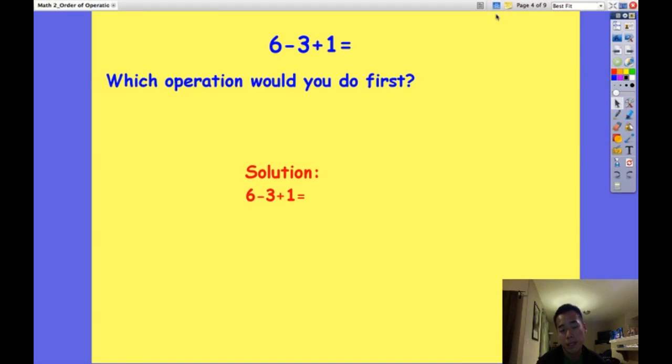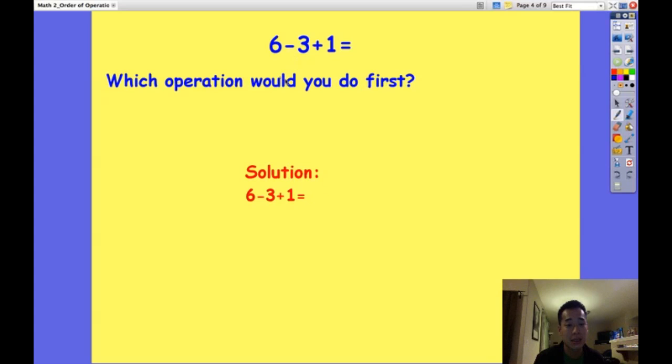Alright, so this is our first example. We have 6 minus 3 plus 1. The first question I always want you to ask yourself is which operation would I do first? So if you go back to your notes and you look in your triangle, you'll see that it says grouping symbols. In this case, there's no parentheses, so I'm not going to do the parentheses. As you move down the triangle, you'll see that there is exponents. Obviously, there's no exponents, and then it's multiplying, dividing. There's no multiplying, dividing. So the next thing I have is adding and subtracting. Well, this one has both, so you need to do whichever comes first.